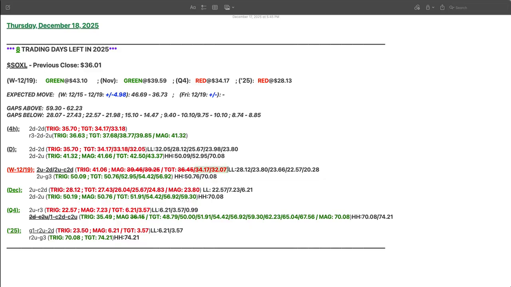And then we've got our extended targets here, ending with the 32. I don't know why that's 32.07. That should be 32.05, which is again the low of that 3 or that bullish engulfing candle that we talked about on the day chart.